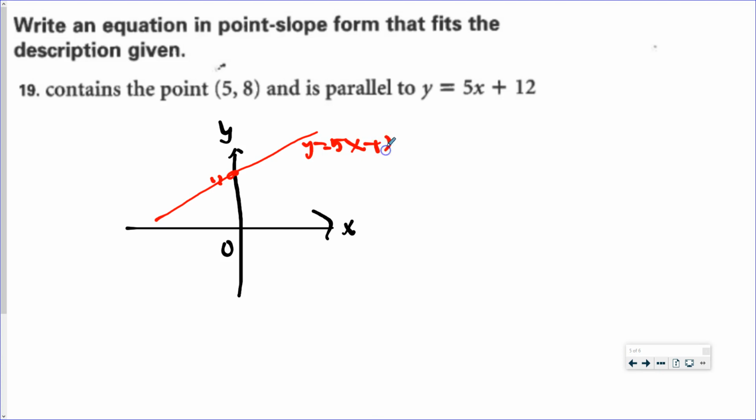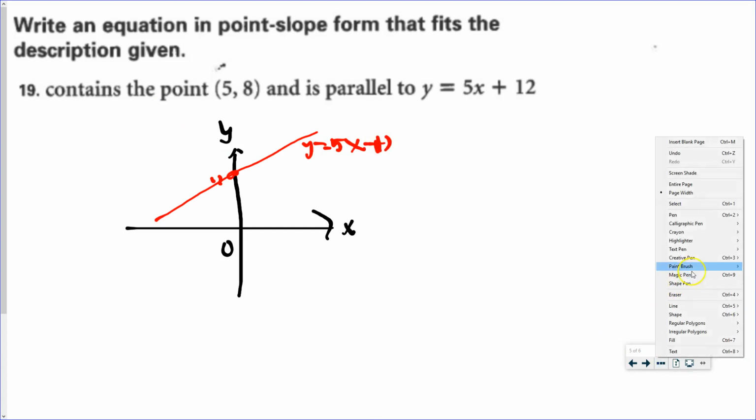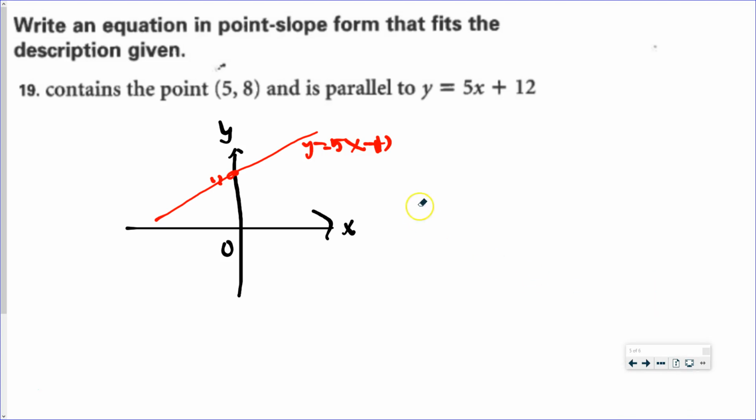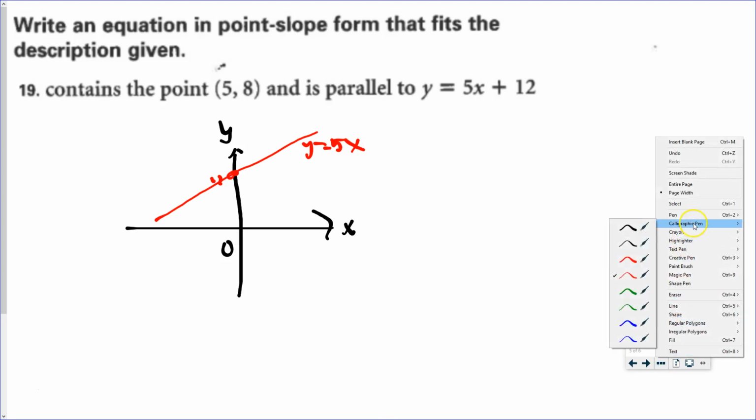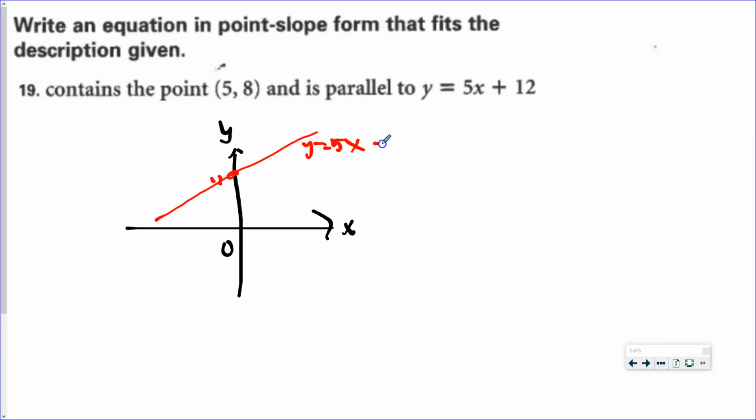Does that have to be perfect? Oh my god, can I erase that? I really hate using the mouse writing this. My handwriting normally is much better than this, seriously.